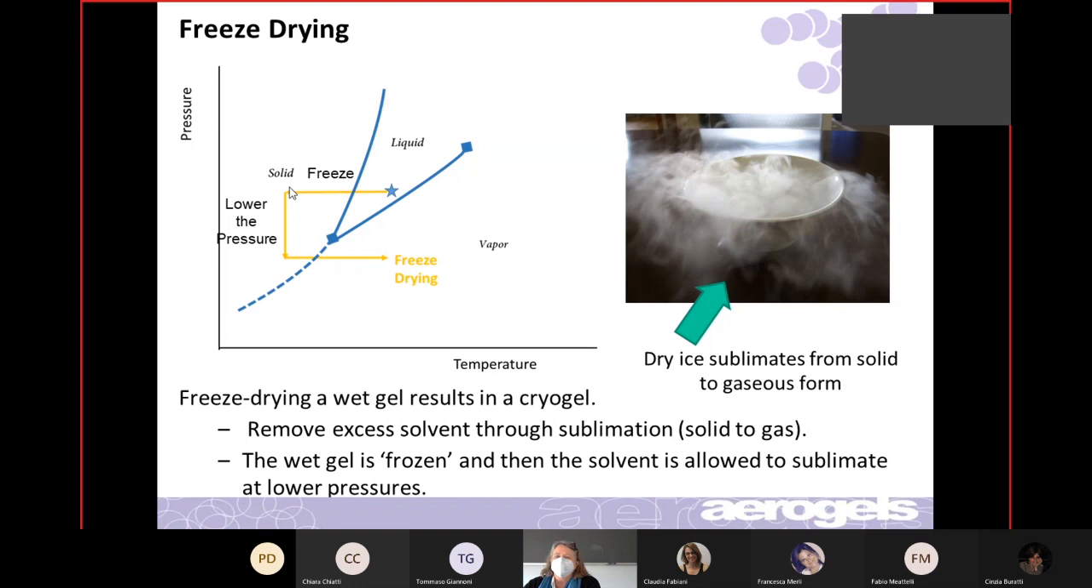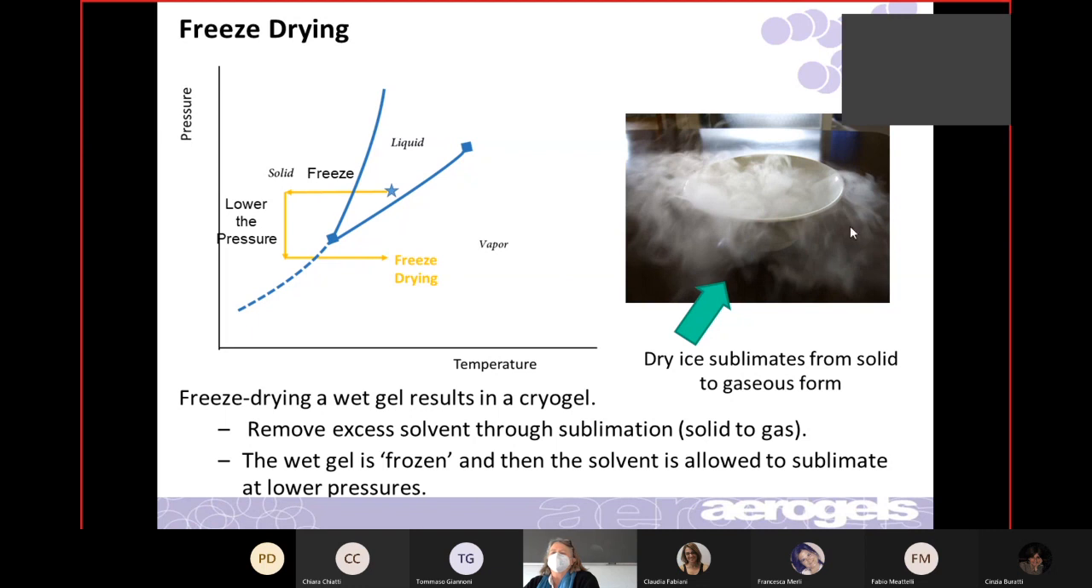So this other method involves freezing, lowering the pressure, and then sublimating. When we freeze dry a wet gel, people often call that a cryogel, for cryogenic temperatures, although I don't think they go quite that cold. The example is dry ice. You know dry ice? When you go to a bar and they want to look cool, at ambient temperature and pressure it's down here. It's going to sublimate, so it looks like this. You go from solid directly to gas, and that's the idea.